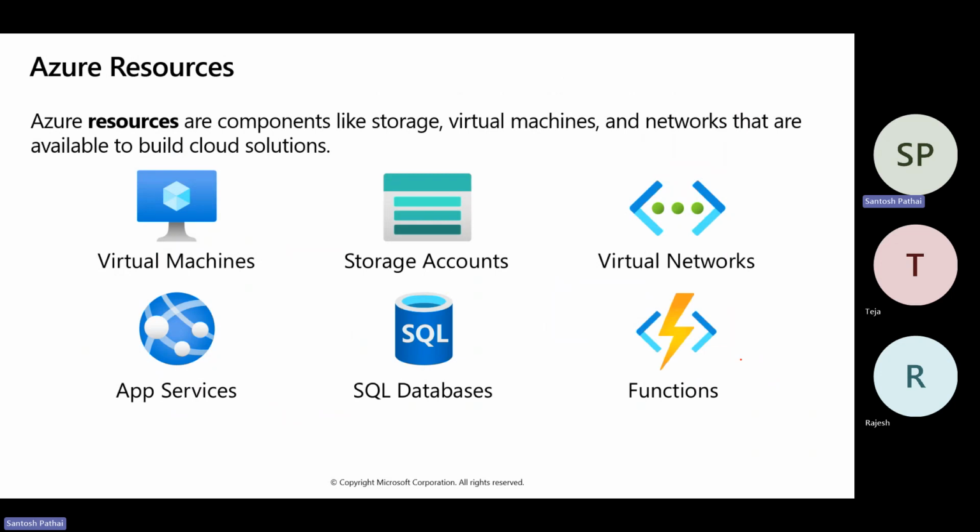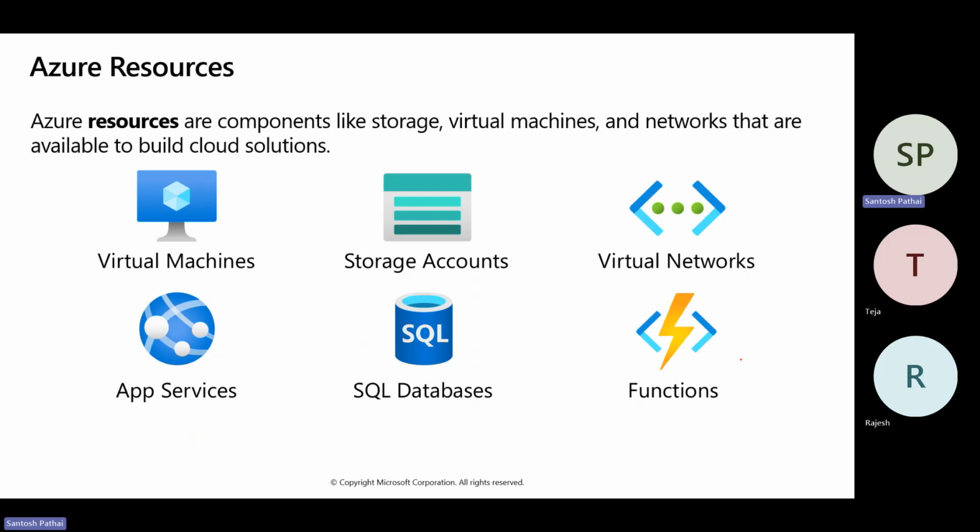Now, if we talk about Azure resources, we have different categories of Azure resources. For example, we have virtual machines for compute usage. We have storage accounts for data store. We have virtual networks for networking. We have app services, and Azure functions for serverless computing. App services are if you want to deploy a website or any code, you can take the help of app services.